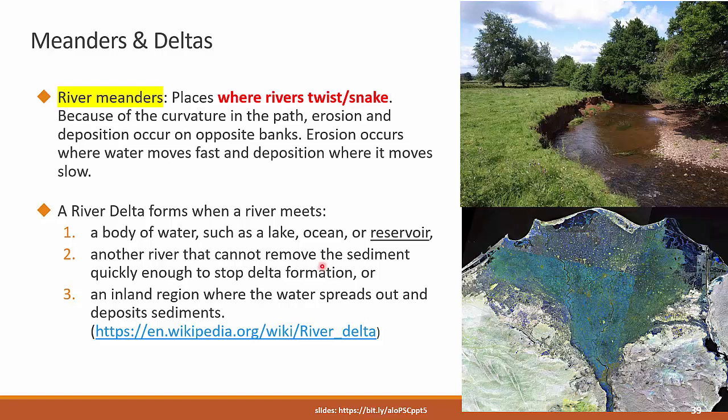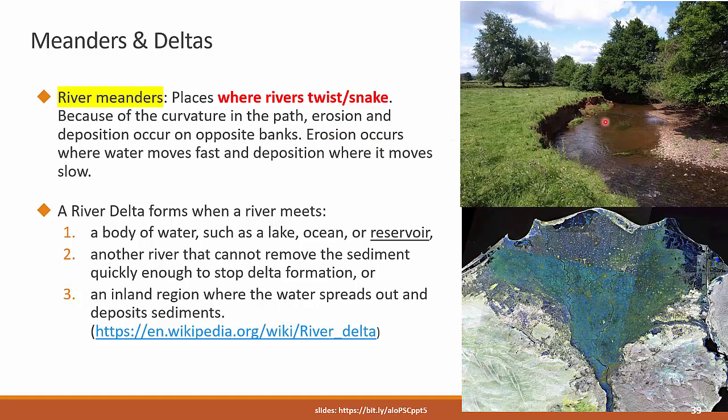Okay, here we are going to talk about several types of landforms that are due to erosion and deposition. We start with river meanders. River meanders happen wherever rivers or water runoffs or streams kind of twist and snake. Whenever they are not moving in a straight line, we get river meanders, like meandering around in the English language, not moving in a straight path. Now, because of the curvature of the path, erosion and deposition are going to occur on opposite banks of that stream or river.